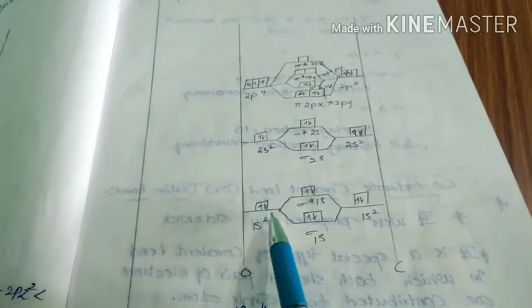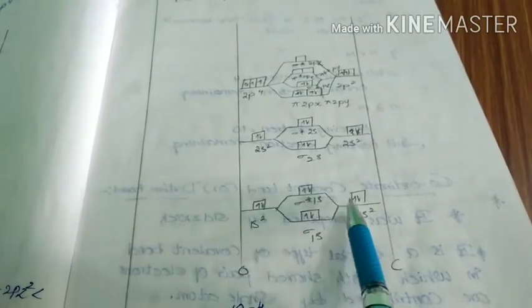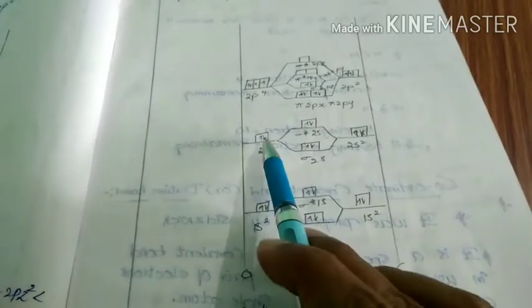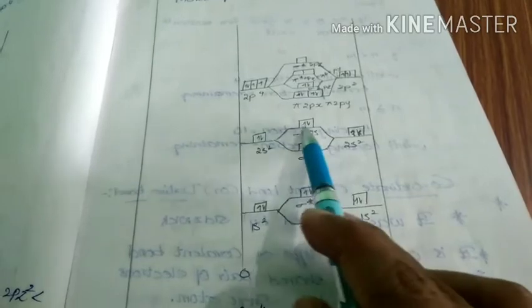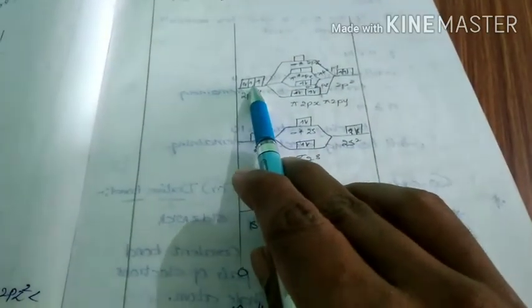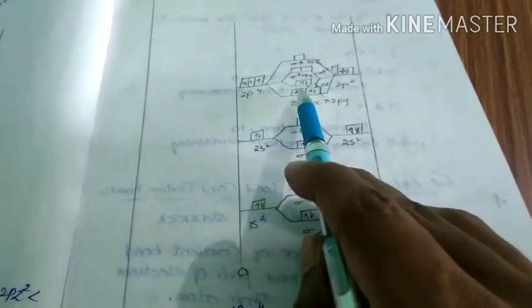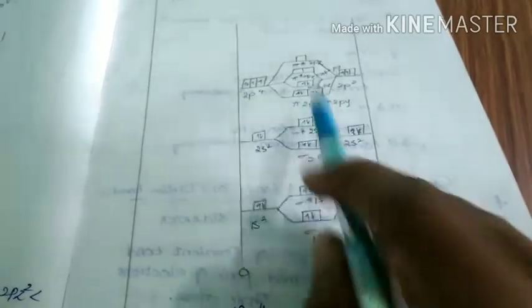After forming molecular orbitals, electrons are filled. 2 plus 2, 4. 2 plus 2, 4. Electrons are filled in molecular orbitals. Here how many electrons? 2 plus 3 plus 1, 4. Here 2. Total 6. 2, 2, 2, 6 are filled.